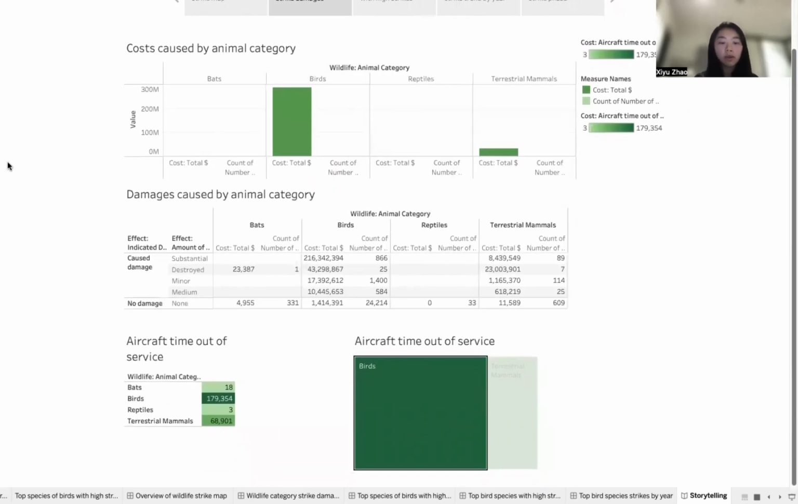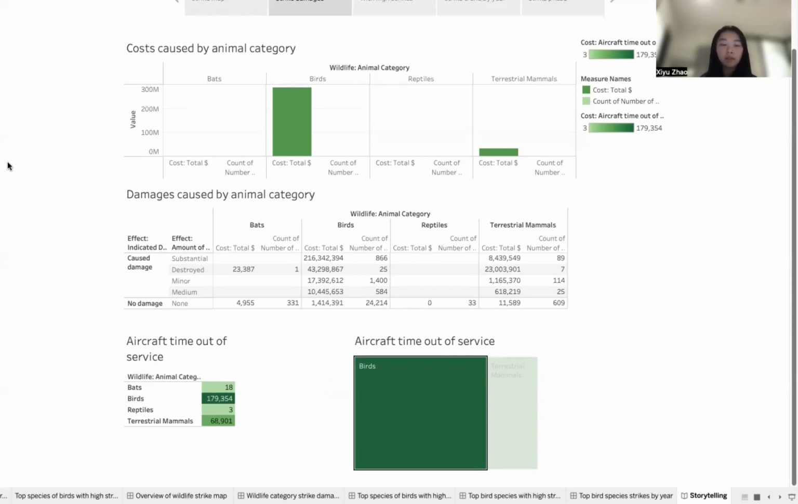Following the overview, I would like to take you through the category and species more closely in relation to strikes. I use three dimensions on the dashboard: total cost, effect of damage, and aircraft time out of service. From the perspective of cost, we can see birds account for the majority of the cost, up to $289 million in total over the last 15 years. Terrestrial mammals rank second with a total cost of $33 million.